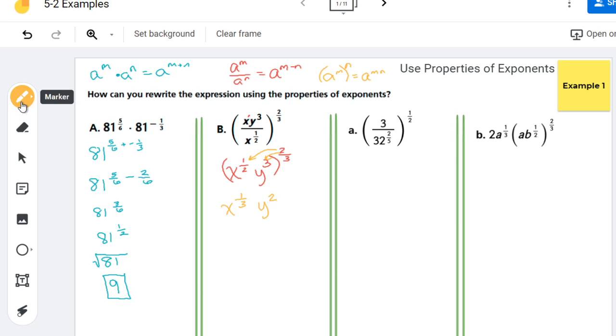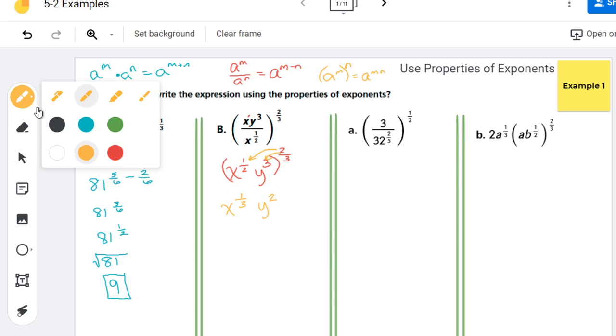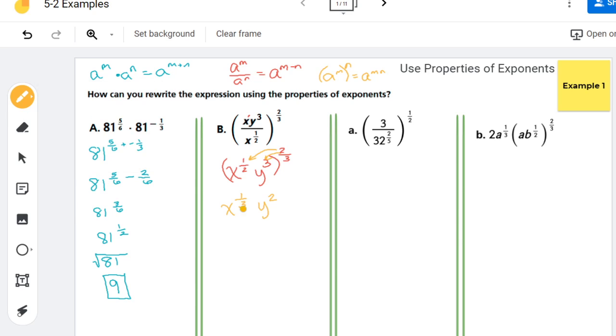Now, sometimes they might want your answer written in radical form. It really just depends on what Savvas is looking for. If I was writing this in radical form, x to the 1/3 is a cube root, so it would look like that. And the y squared, because it's not under the radical, we usually would squish it here at the front so that you don't mistake it for being cube rooted.